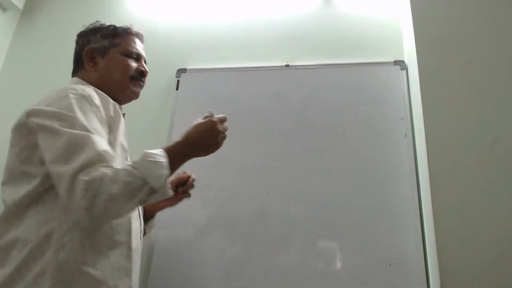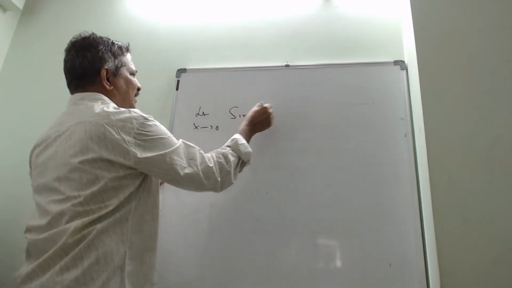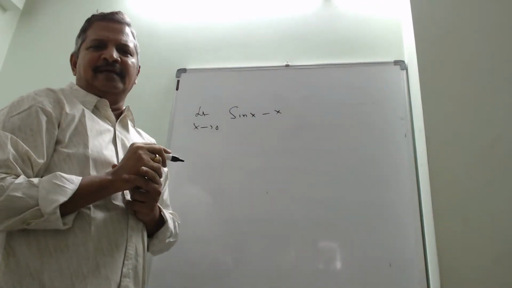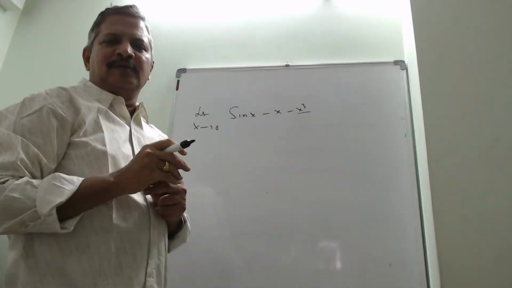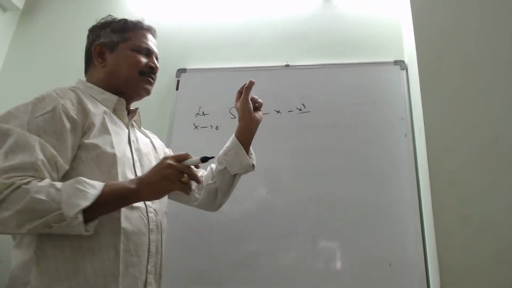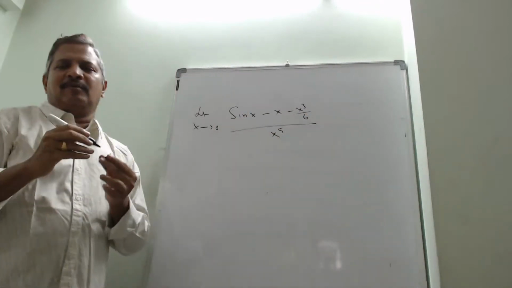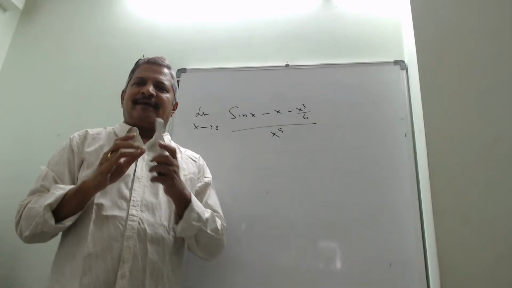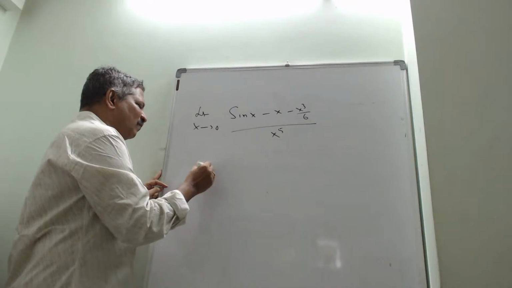Another problem we are doing. Limit x tends to 0, (sin x minus x) by x cube by 6, by x power 5. Very carefully see. This type of problems we'll do in a categorized way. Before doing this problem, you have to remember some formulas.